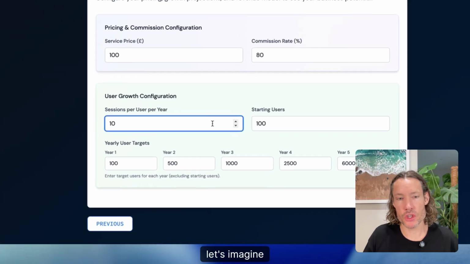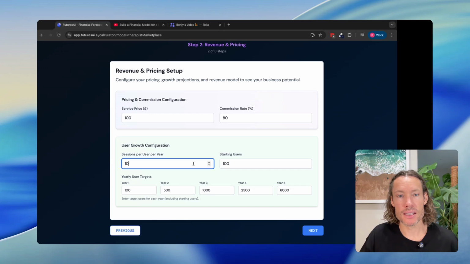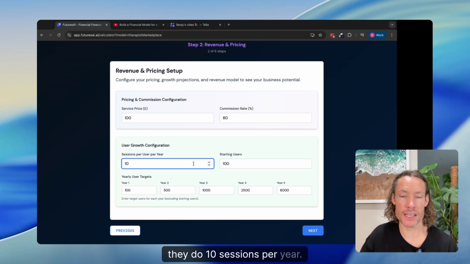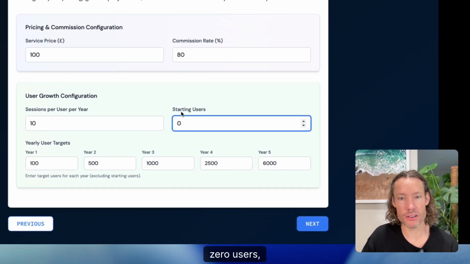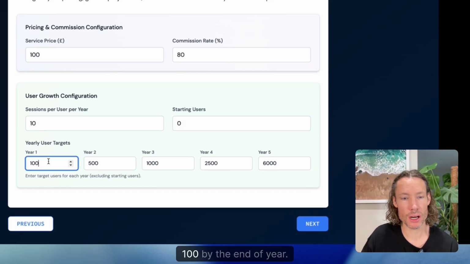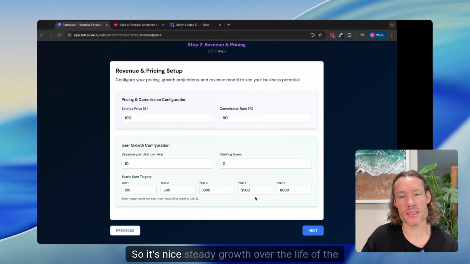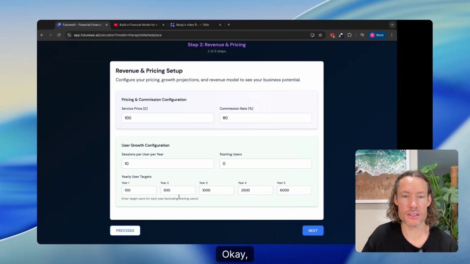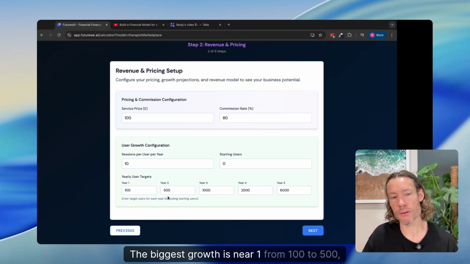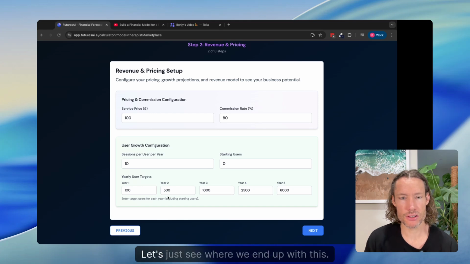So let's imagine somebody comes to the platform, they select a therapist from the options, and they do 10 sessions per year. And we're going to start with 0 users, cold start, get to 100 by the end of year 1, 500, yeah. So it's a nice steady growth over the life of the model. So we go 100 to 500, to double to 1,000, 2.5 times. Okay, so it's kind of steady. The biggest growth is in year 1 from 100 to 500, which, yeah, it's probably about right. Let's just see where we end up with this.